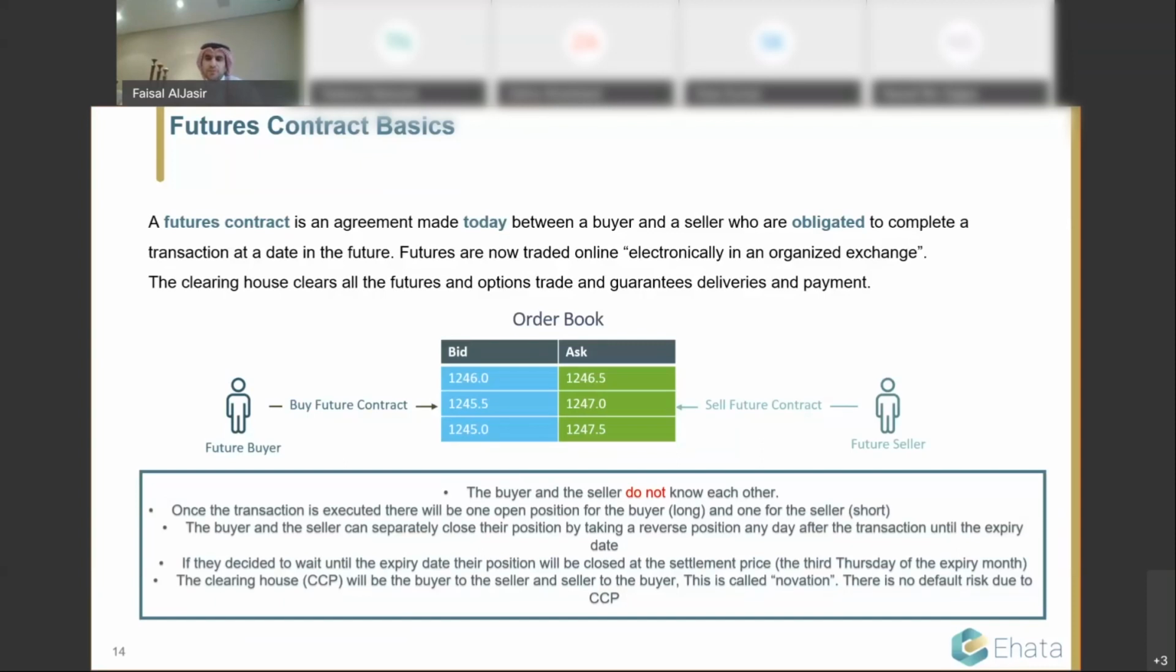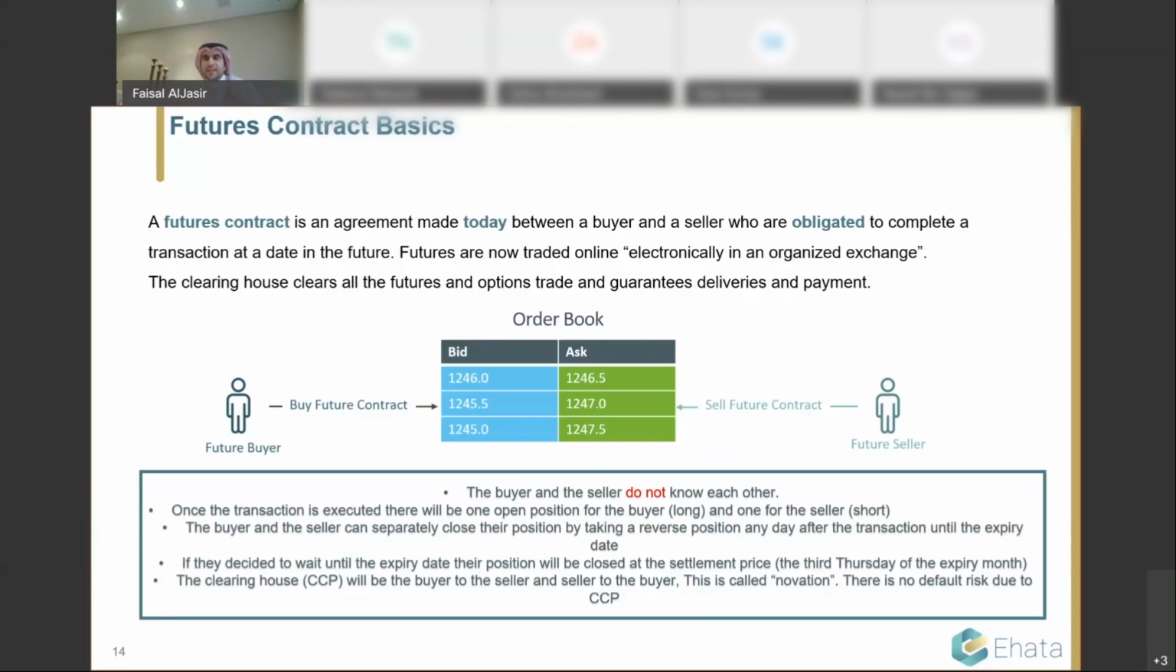If a trader decides to wait until the expiry date, the position will be closed at the settlement price. The settlement price is mainly set on the Thursday of the expiry month. So we will have expiry months, let's say October, November, December, and it comes as the third Thursday.